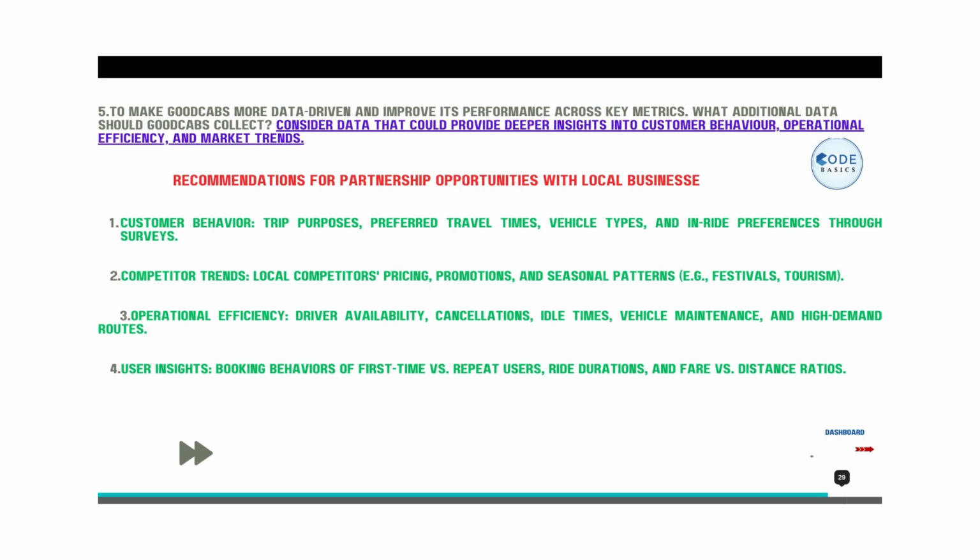Number two is competitor trends, like local competitors, pricing, promotions, and seasonal patterns. Number three is operational efficiency, like driver availability, cancellations, idle times, vehicle maintenance, and high demand routes. And the next recommendation is user insights, that is booking behaviors of first time versus repeat users, ride duration, and fare versus distance ratio.